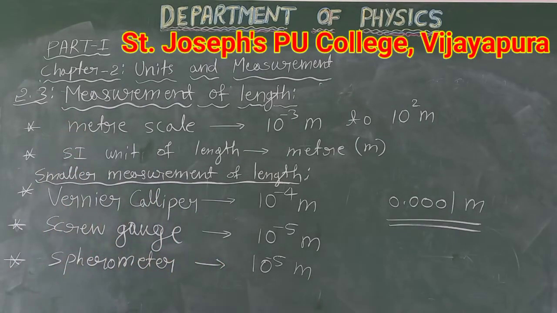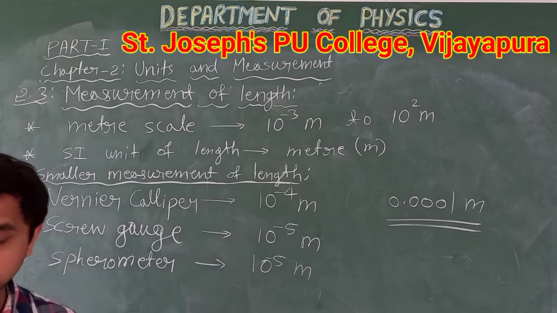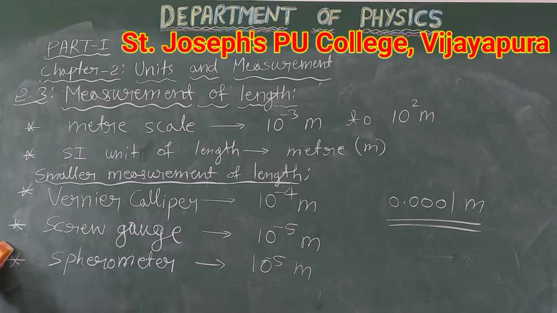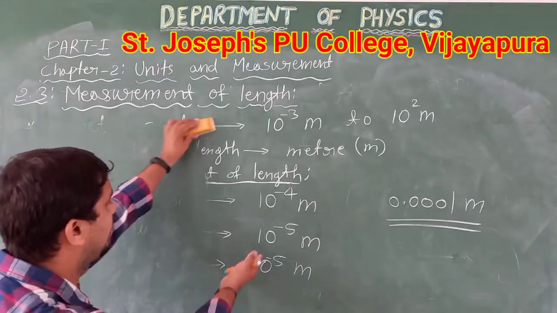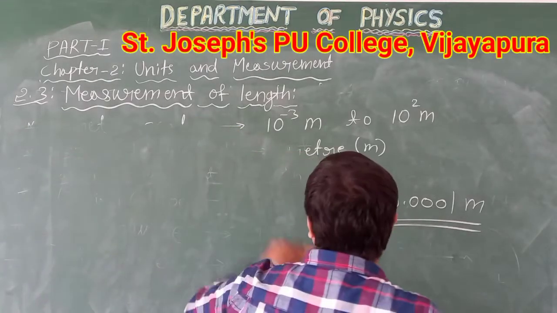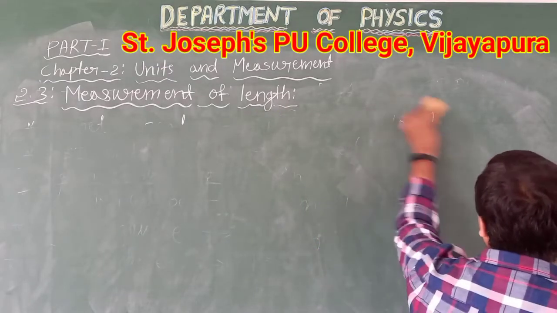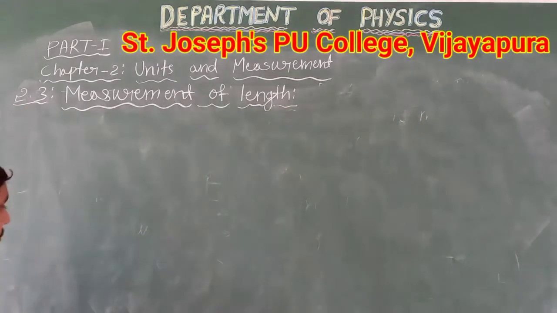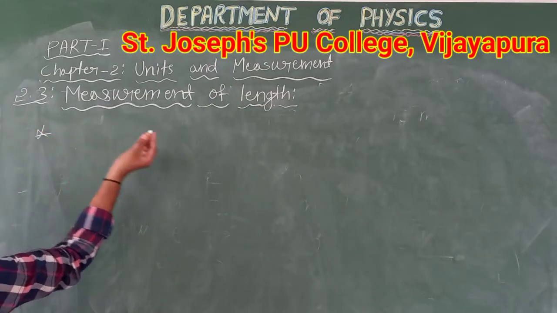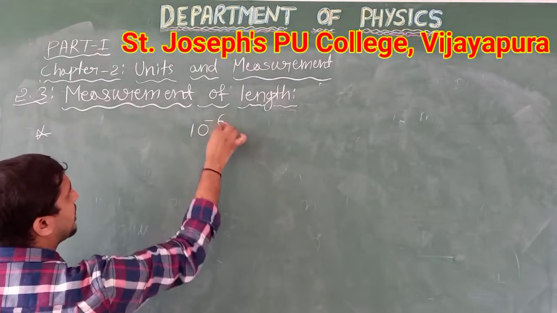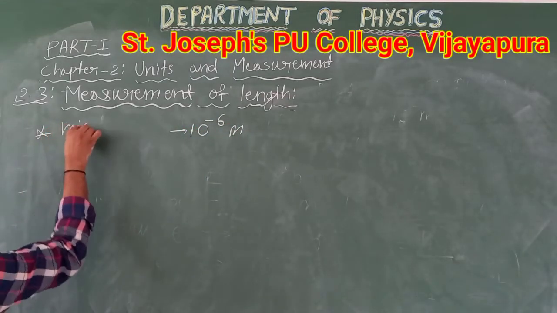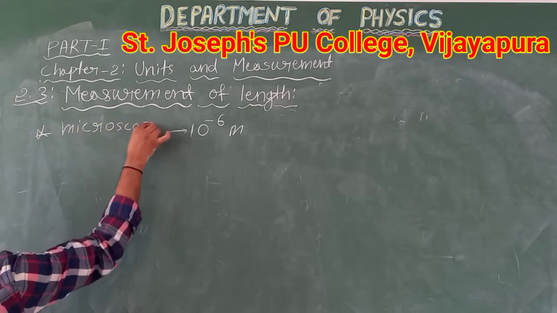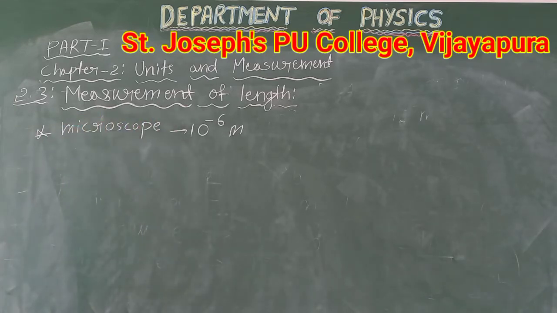So these are some direct methods for measurement of smaller lengths. If the order of length is lesser than 10 to the power of minus 5, which we saw, then what do we have to do? If the measurement is lesser than 10 to the power of minus 5, maybe 10 to the power of minus 6 meter, then for that purpose we go for the device called the microscope, 10 to the power of minus 6 meter.